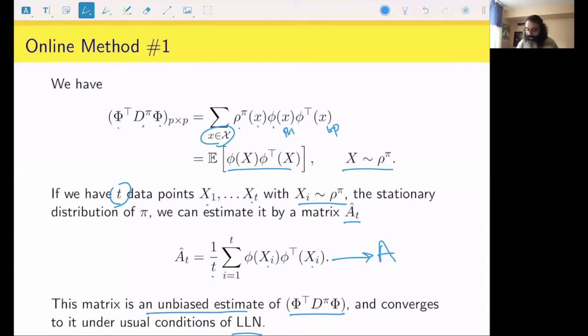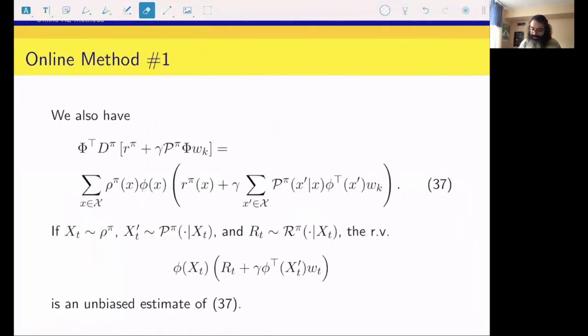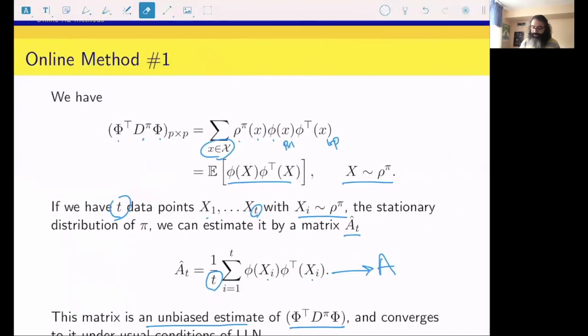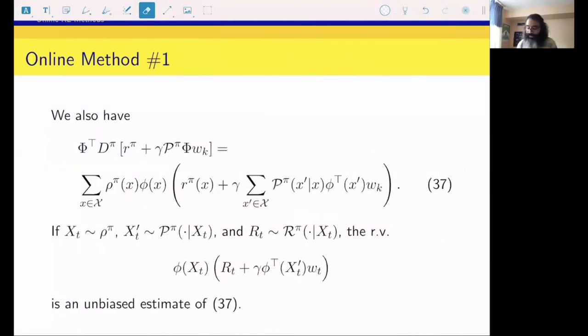One thing is that I use t here instead of n to emphasize that we want to talk about online methods. So I use t for online methods and n for batch methods. I try to be consistent, but probably I made some mistakes here and there. Okay, so this is A hat, the estimate. Just don't confuse this A with the A of LSTD. They are two different matrices, but I just use the same letter for it.